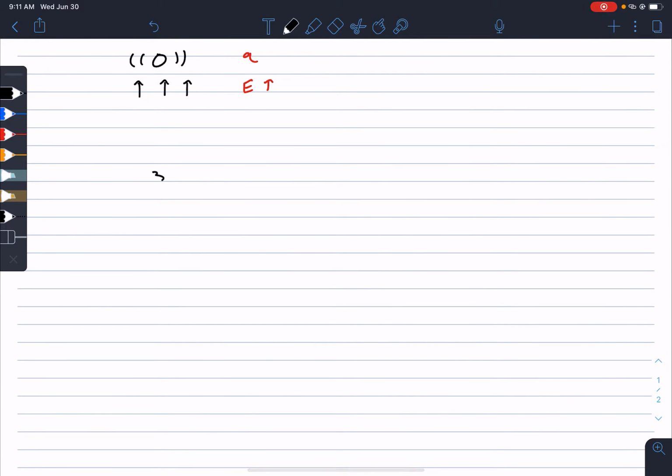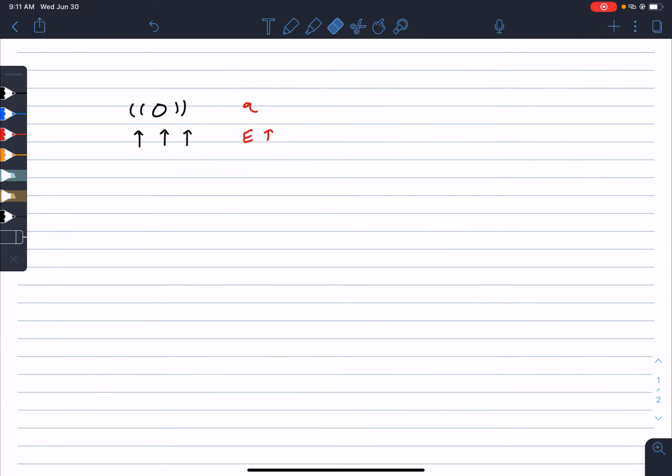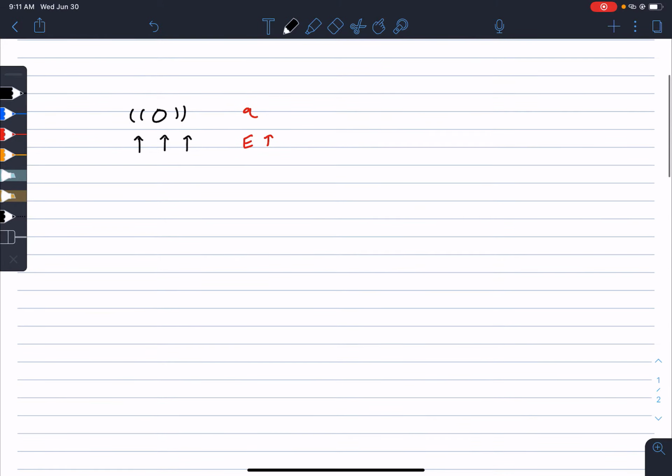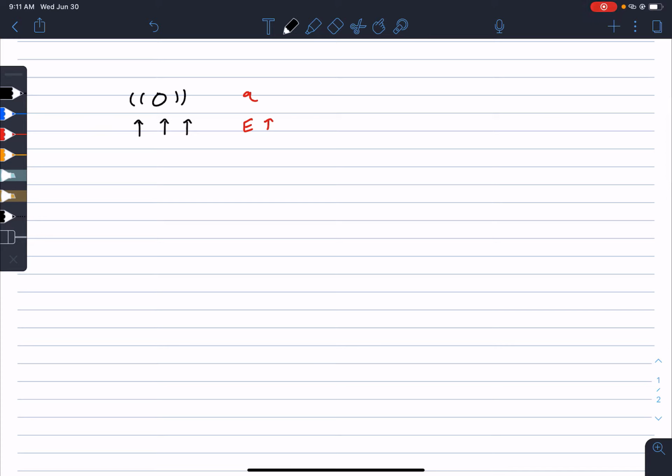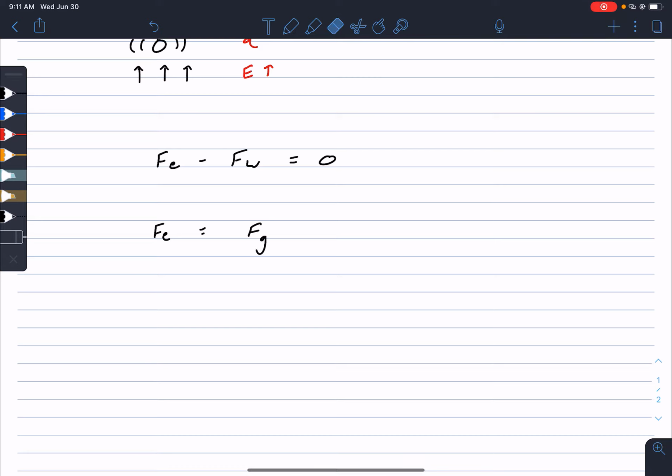Let's just rewrite. What do we have? 3.8. So we have two forces happening. We have the interaction of the E field, and we have the gravitational weight force, and they're in equilibrium. So we set up the sum of our forces, which means that now we have Fe is equal to Fg, which is our weight force.